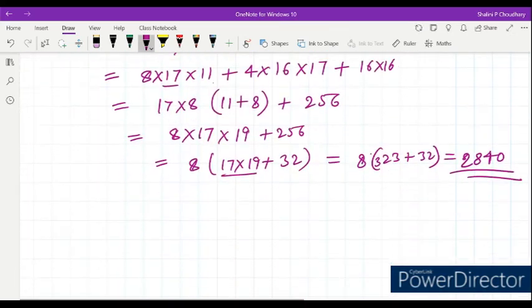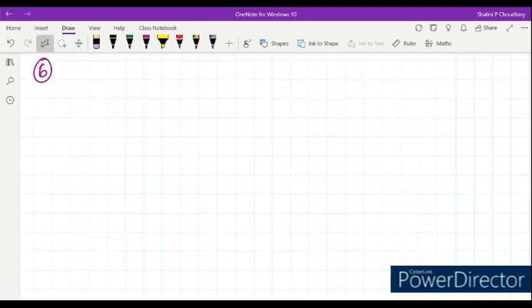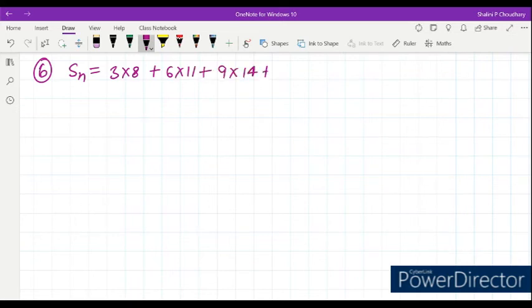Okay, there are two methods. Now we'll do the next question. This was question number 5. So now we'll do question number 6. Okay, what is question number 6? The summation of terms is given: 3 multiplied by 8 plus 6 multiplied by 11 plus 9 multiplied by 14 and so on.